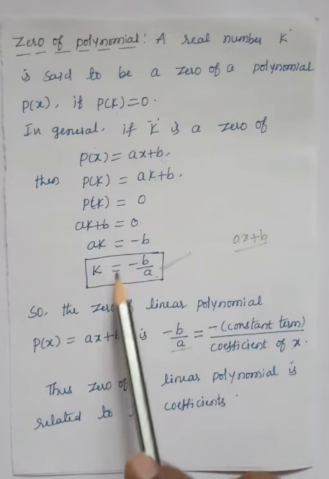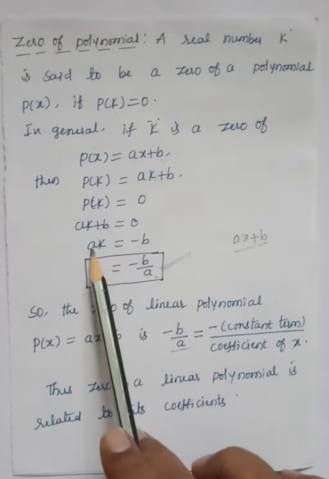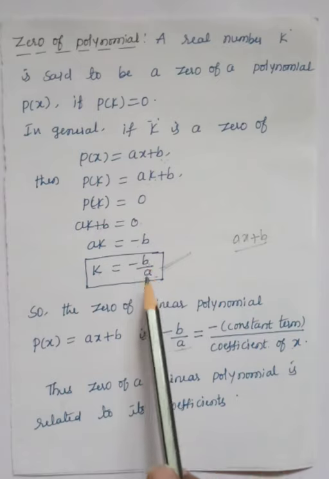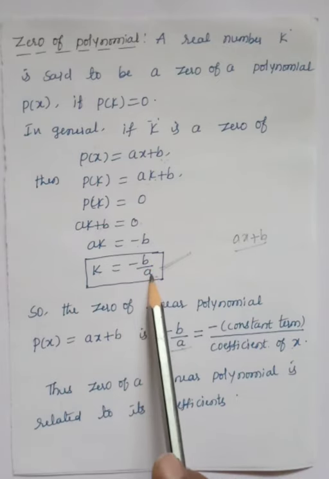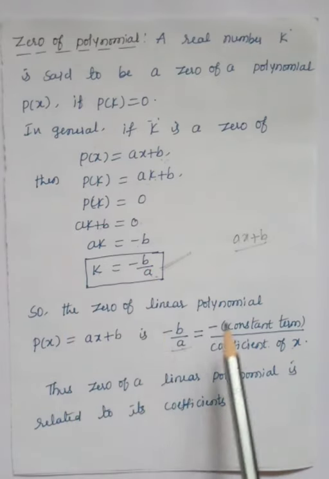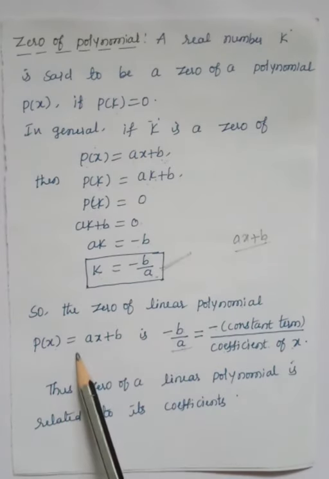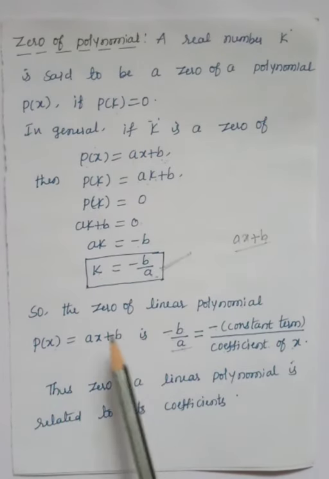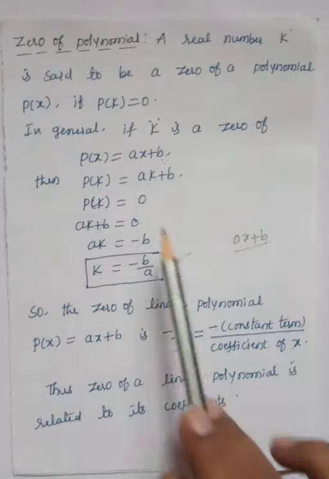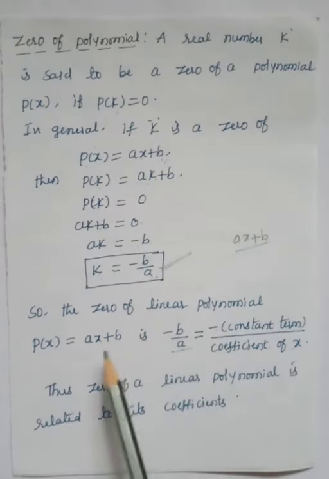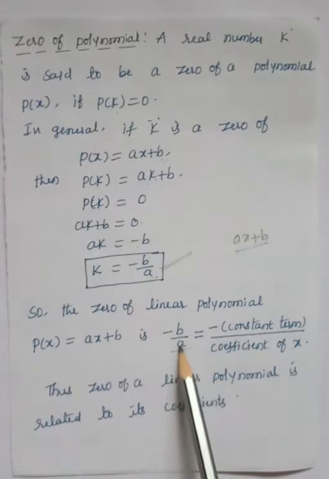ak is equal to minus b. Transpose a to RHS. k is equal to minus b by a. So, the 0 of the linear polynomial P of x is equal to ax plus b, already I said ax plus b is a linear polynomial, is minus b by a.